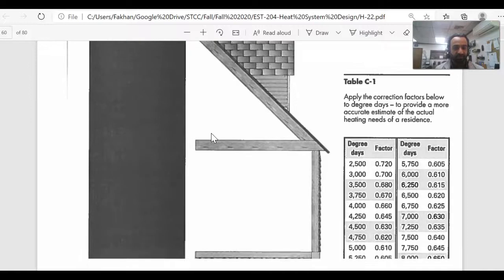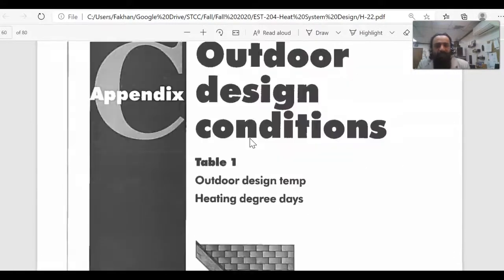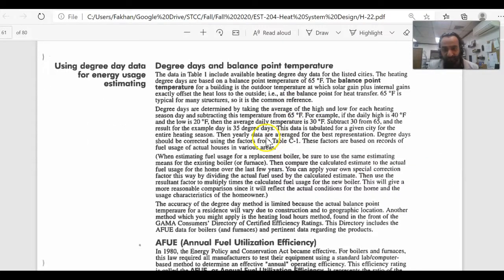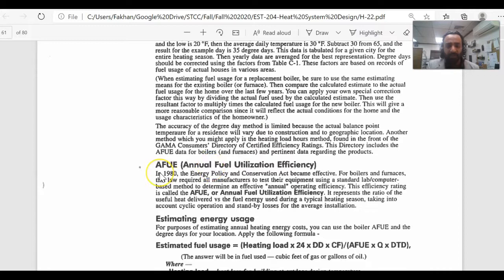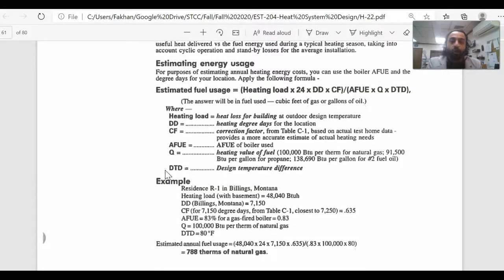This is some correction factor for degree days. So that's the table. The main intention for this is to explain to you how to calculate this whole thing, if you want to go through it: to calculate the annual fuel utilization efficiency and estimate how much oil or gas you are going to need for the entire season. It's a very good example to size your tank, your gas tank or oil tank, and see how many times you have to fill it.